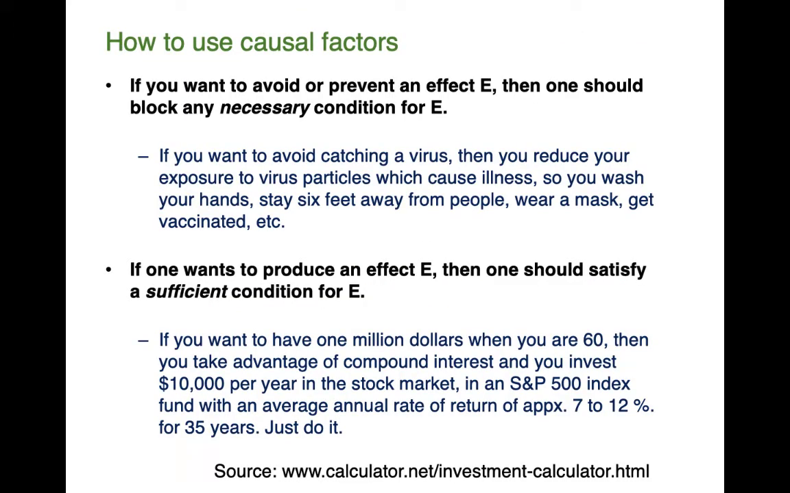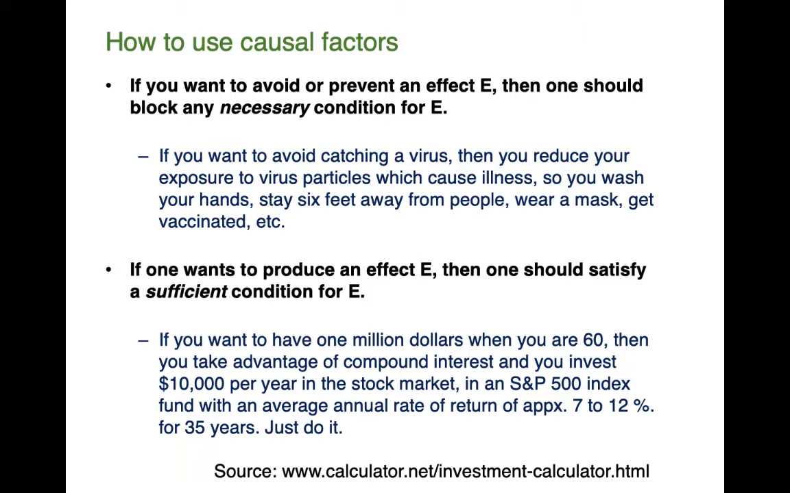So how do we use causal factors? Here are two ways. If you want to avoid or prevent an effect, E, then you should block any necessary condition for E, since E can't happen unless the condition, the causal factor, happens first. For instance, if you want to avoid catching a virus, then you reduce your exposure to virus particles, which cause illness. So you wash your hands, stay 6 feet away from people, wear a mask, get vaccinated, etc.